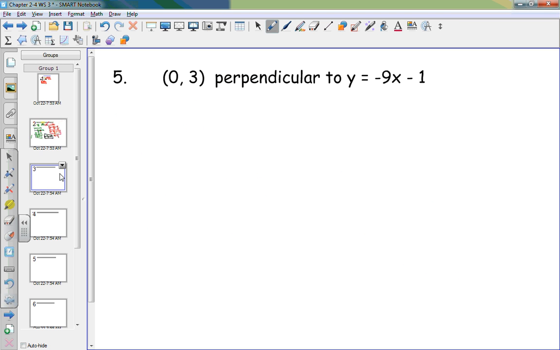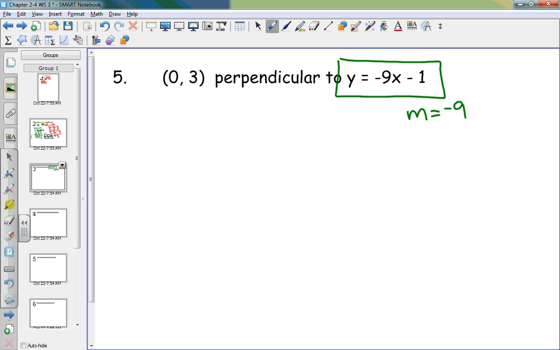All right, number 5. The point 0, 3, perpendicular to y equals negative 9x minus 1. Step 1. Take the equation and do what? Solve for y. Well, guess what? It's already solved for y. What do I need out of there? The slope. So my slope is going to be negative 9.